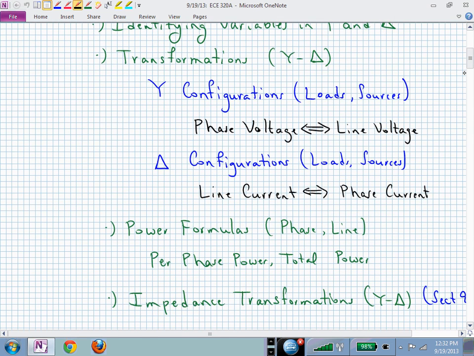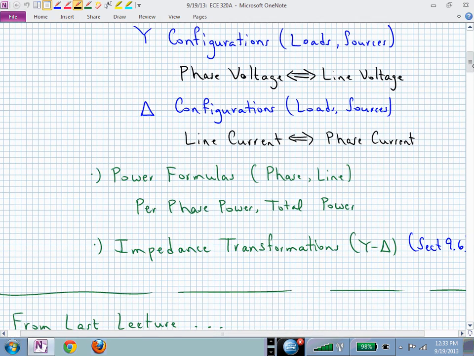We will also introduce different power formulas. We might have a power formula that's in terms of the per phase variables. We'll look at the total power, and that one you can write in terms of line quantities, line voltage, line current, and then the phase angle of your impedance at the load. Then if we have time, we'll look at what's really discussed in section 9.6, which is impedance transformations.